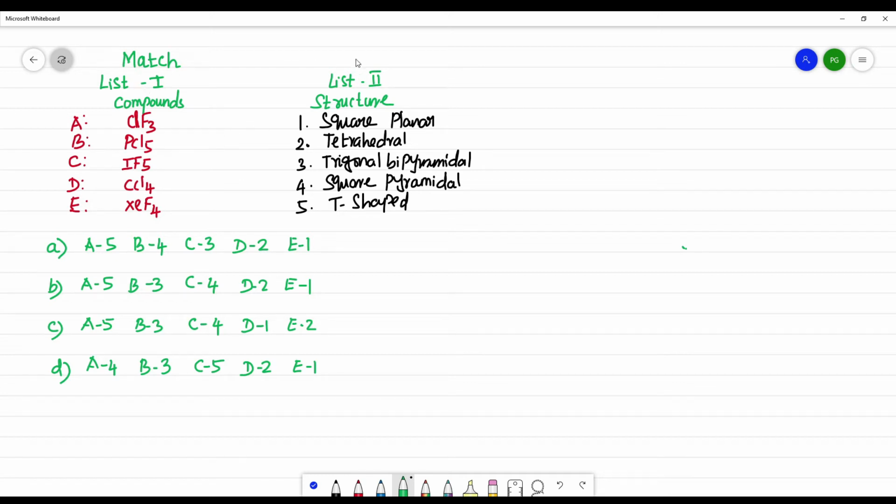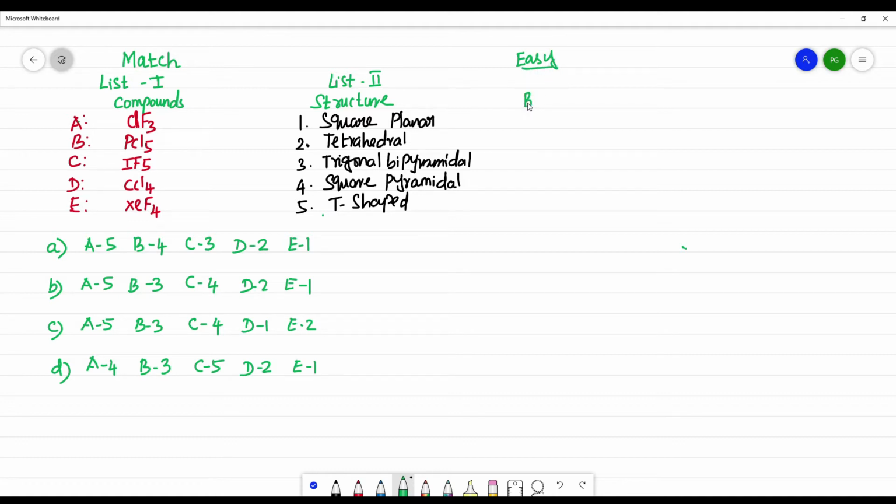Match list 1 with list 2. You are given compounds, and the structures and options are given. See, A is 5 means you have to check A is having the fifth one, that is T-shaped. To find these structures, there is an easy way to remember them. So I'm going to give a trick.